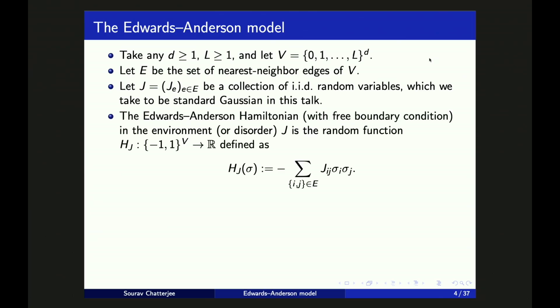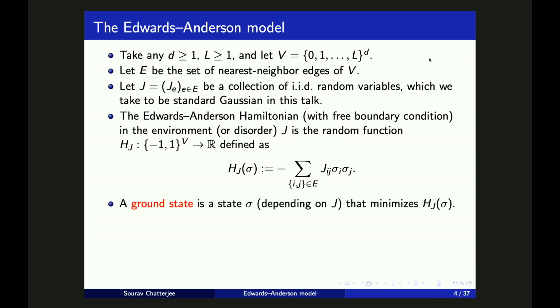The Edwards-Anderson Hamiltonian is just the Ising Hamiltonian, the Ising model, but instead of writing sigma_i sigma_j, you stick in this J_ij in front. So it's like a model where neighboring particles have both ferromagnetic and anti-ferromagnetic interactions, and it's random.